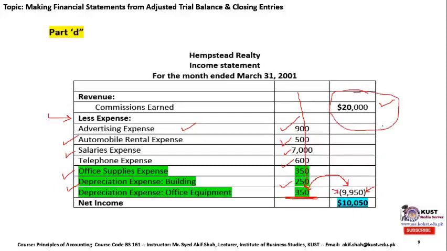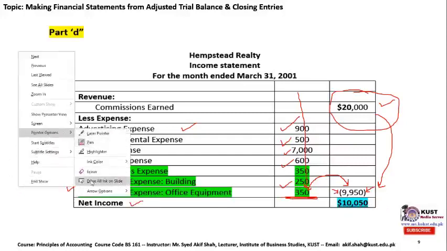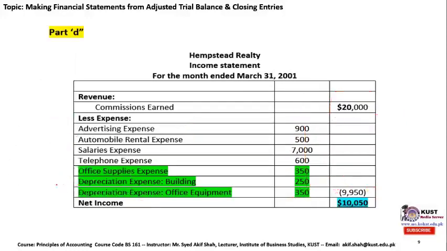So after simply subtracting 9,950 expenses from the revenue, the company's net income comes up with $10,050. So this is the way you can use the adjusted trial balance for making your income statement.